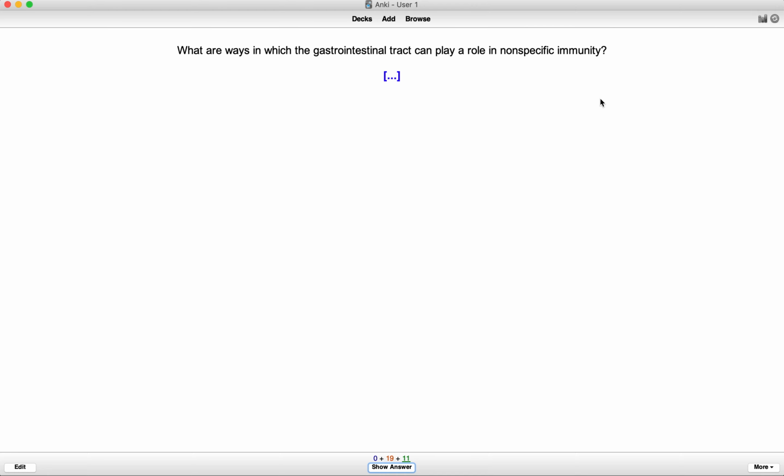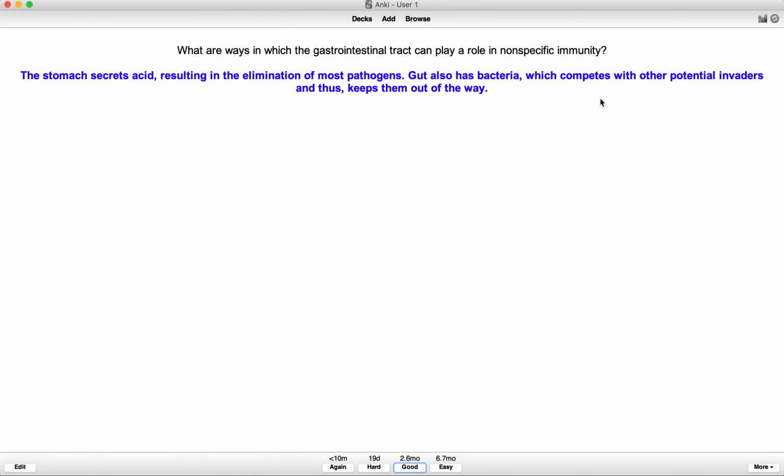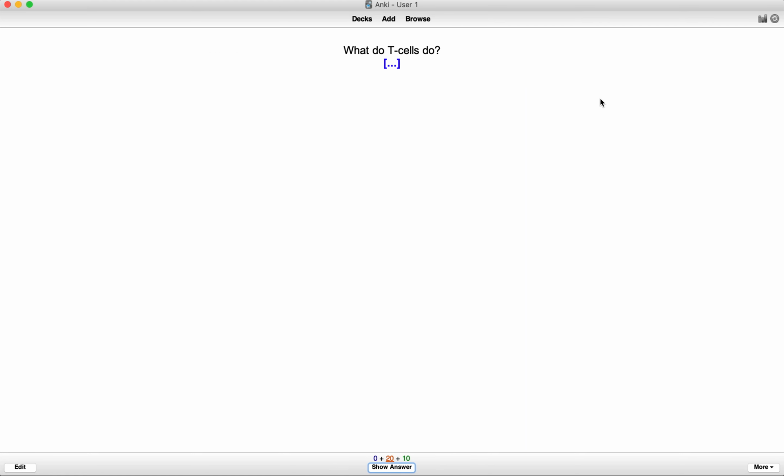What are the ways in which the gastrointestinal tract can play a role? It contains enzymes, it's a harsh environment that kills some pathogens. The stomach has acid which kills pathogens, and bacteria that compete with other invaders to keep them out of the way. What do T cells do?